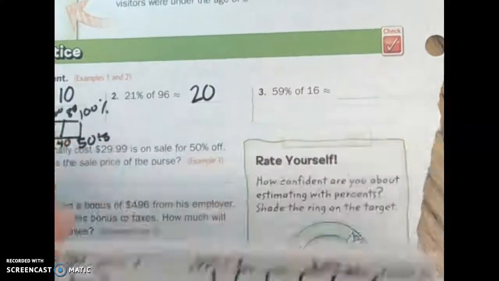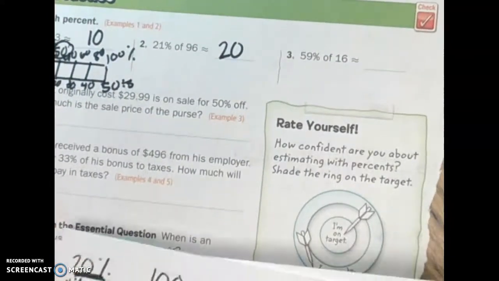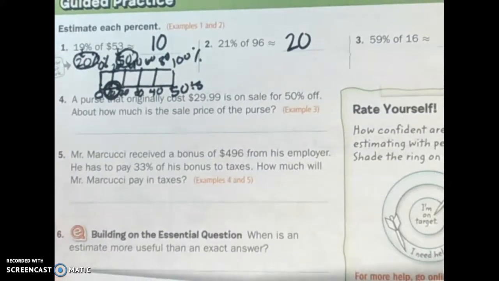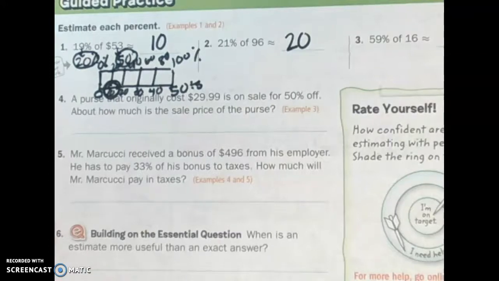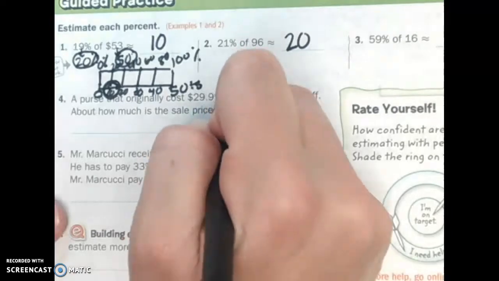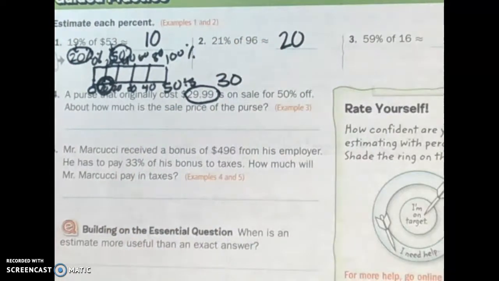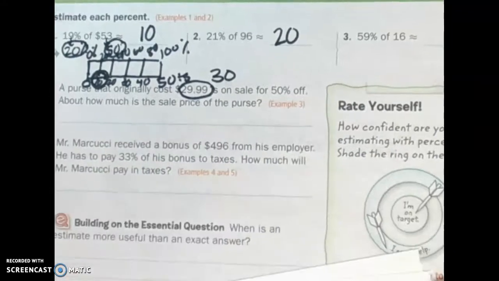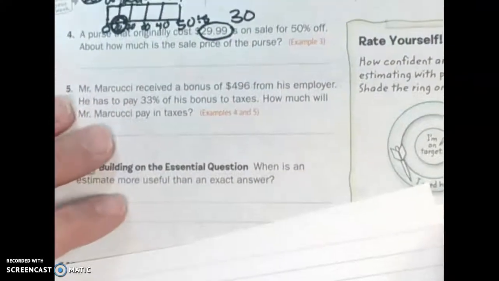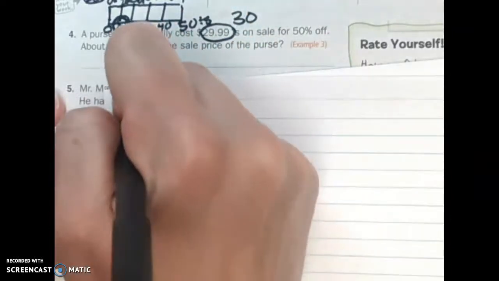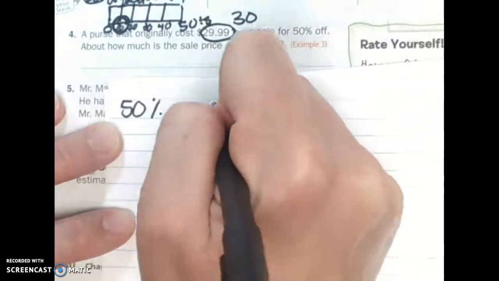Let's look at number 4. A purse that originally cost $29.99 is on sale for 50% off. But how much is the sale price of the purse? So $29.99, we're going to put up to 30. So I'm changing this number to 30, and I'm going to leave 50% where it is. So I changed it to 50%, and I changed it to 30.